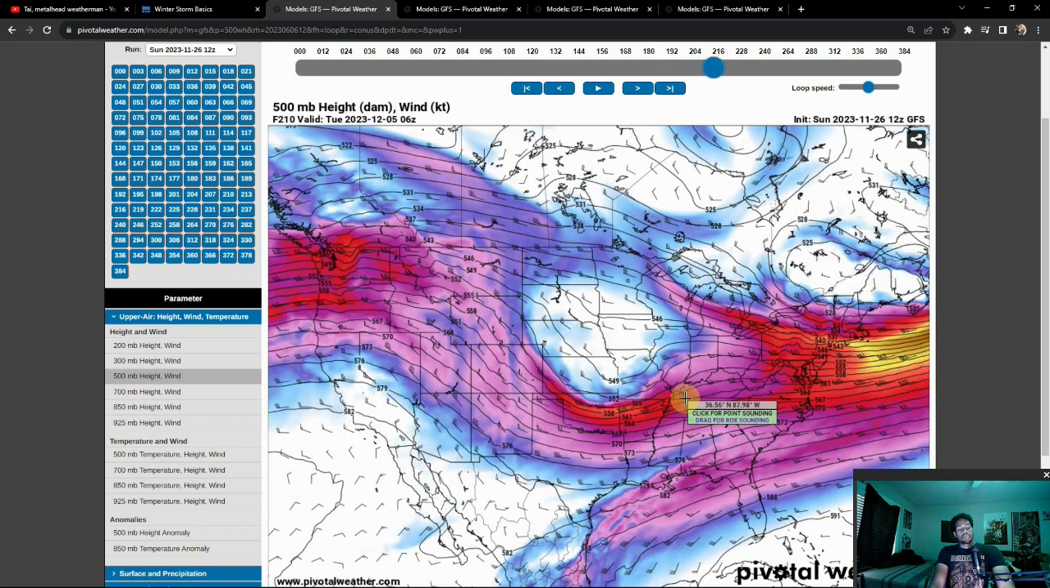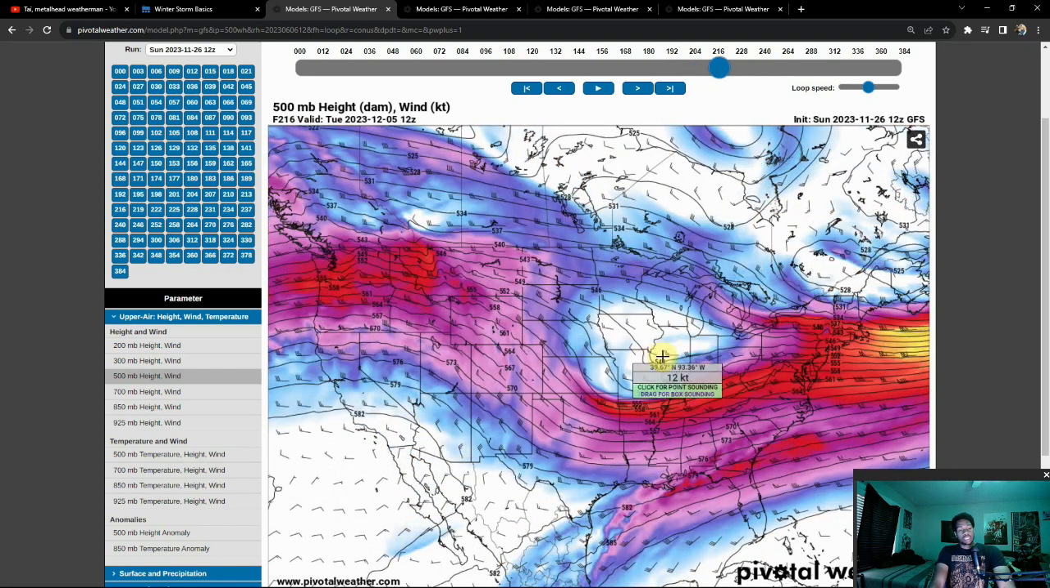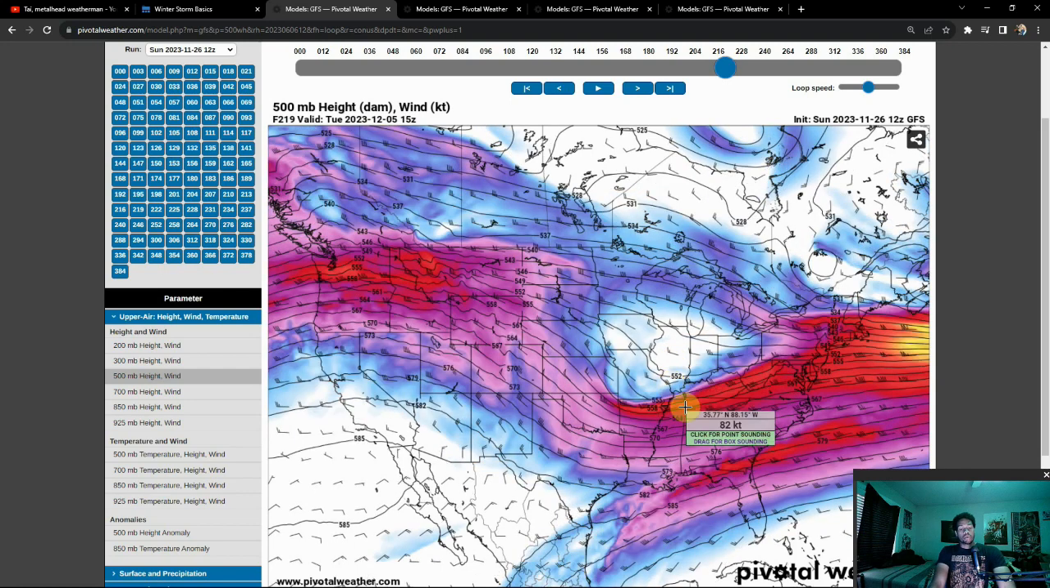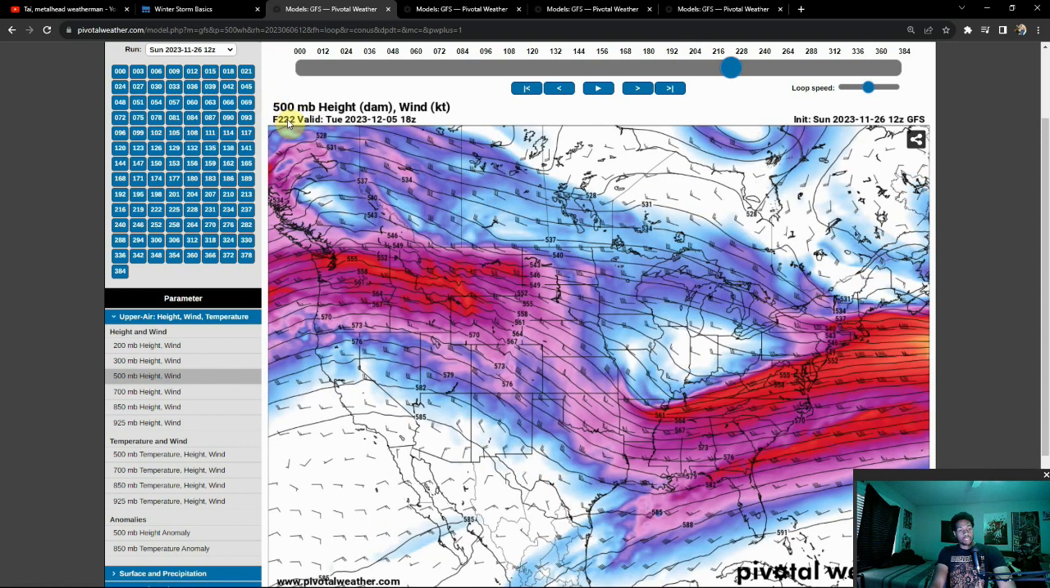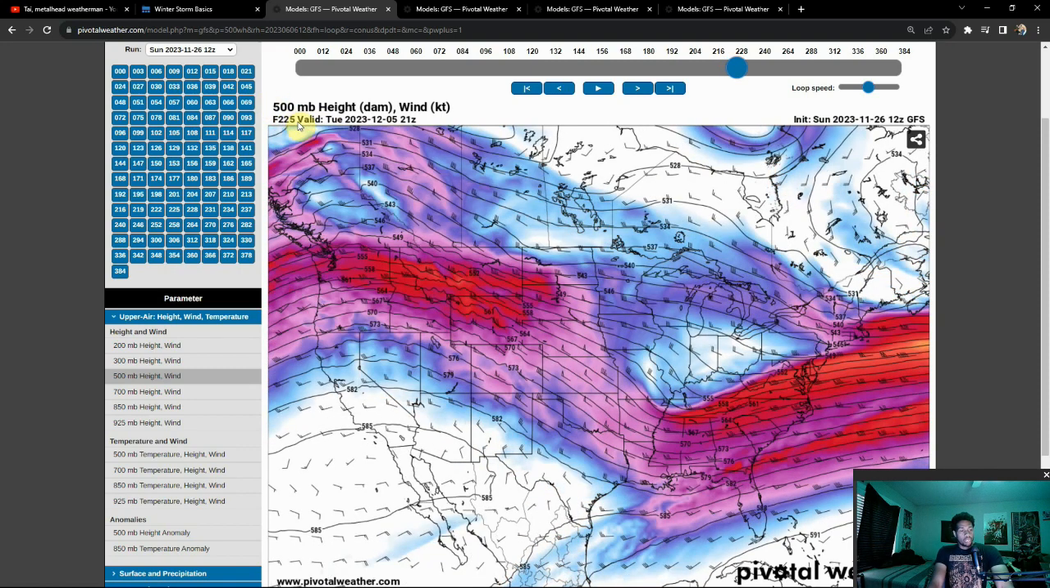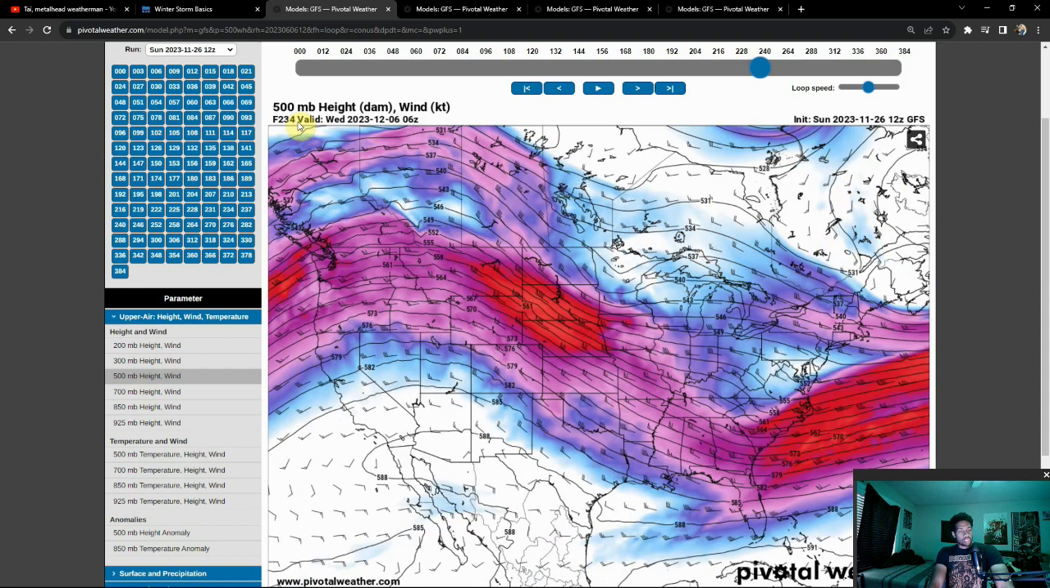Then we see another system behind that. Notice the 540 line is not there, so chance of rain is more so higher towards this region. May have to watch this even for severe weather and seeing how this develops, because of course we're 219 hours out based on the run that you're seeing in the video. But that's one way to look at things.